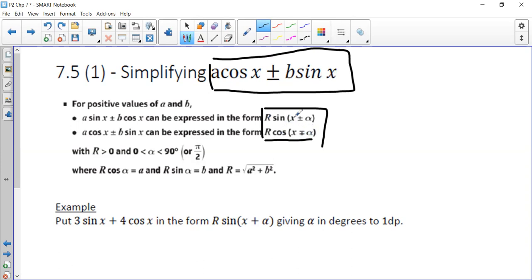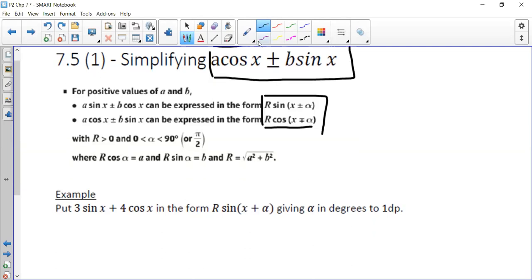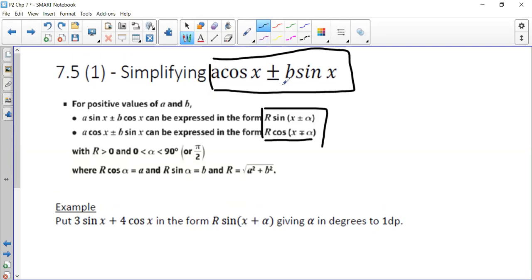Okay, so you might think, why? How does that help in modeling? What we have to know first of all, and I'm going to explain a little bit why we need to do that, which actually leads us into 7.5 part 2 later on, is that cos x has a range of values between -1 and 1. So does sine x, right, -1 to 1.